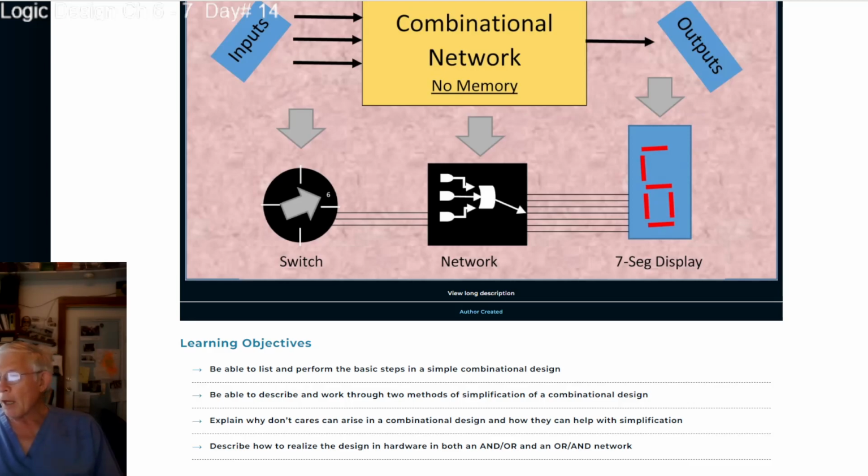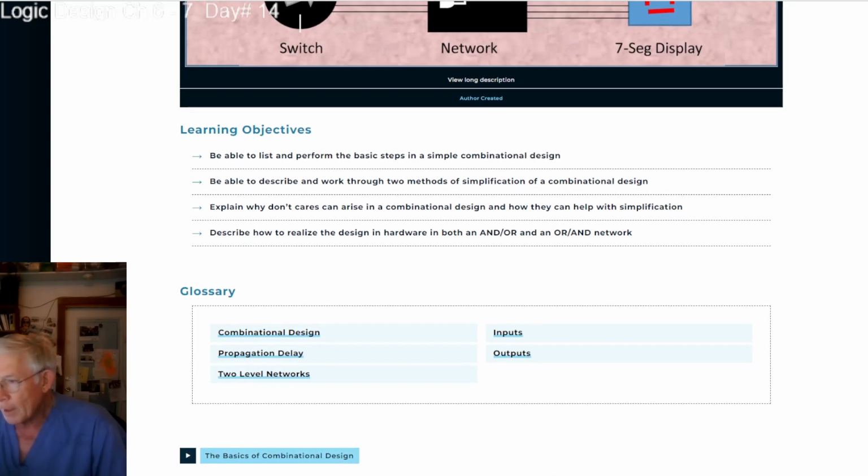You should describe at least a couple different ways of simplifying a combinational design from its truth table, and we've covered switching algebra, and we've covered K-maps, so you can use either one of those tools. And then you should be able to explain why don't cares can arise in a combinational design, and how they can help you with simplification. And finally, you should be able to describe how to realize the design in hardware in both AND/OR and OR/AND networks. For that matter, I also want you to be able to change the AND/OR to a NAND, and change the OR/AND to a NOR. And we'll talk about that as well.